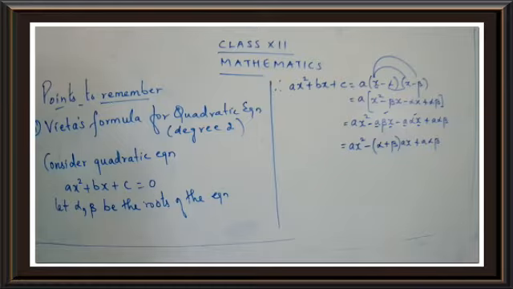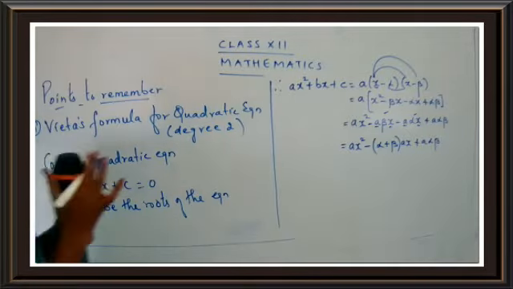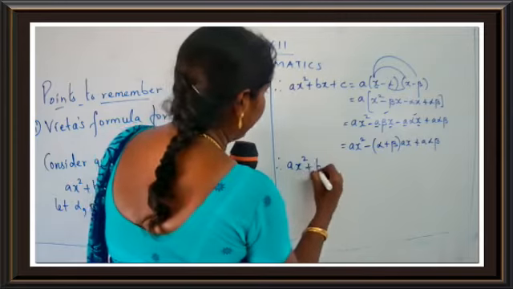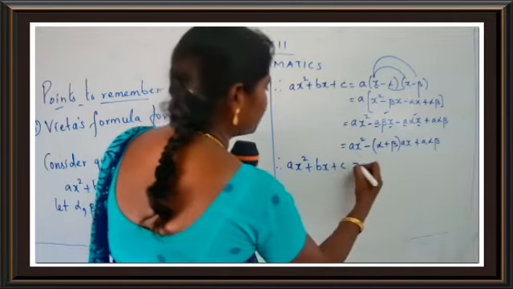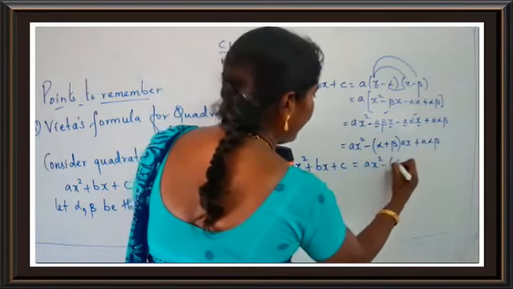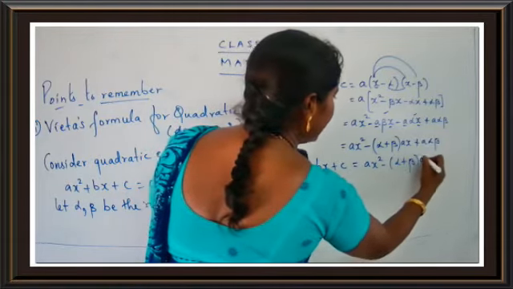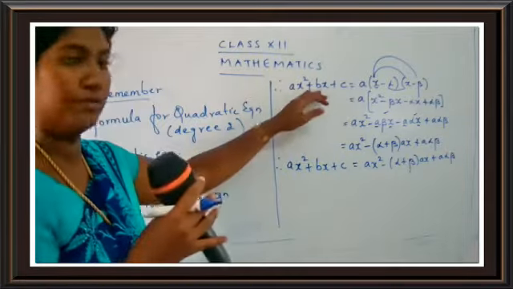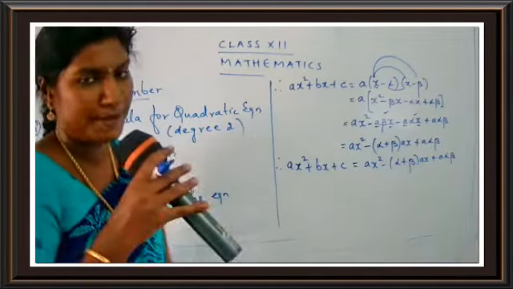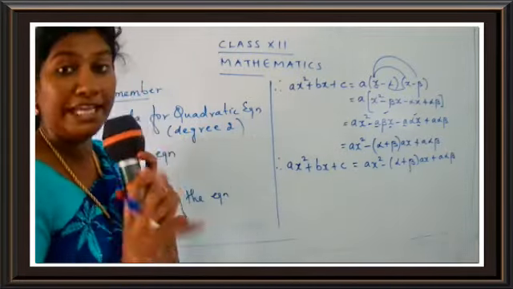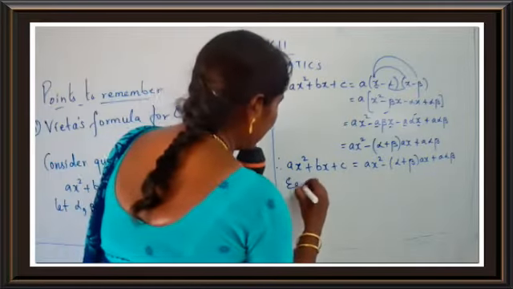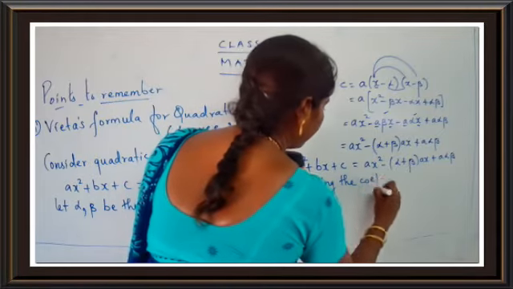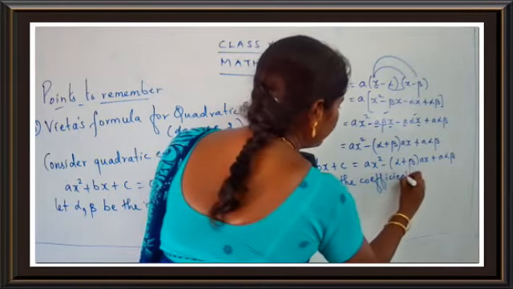Okay children, now what we are going to do is, I'll just write down here, therefore, ax square plus bx plus c is equal to ax square minus alpha plus beta ax plus a alpha beta. I've just taken the LHS part and the RHS part together. So now here we are going to equate the coefficients. Write down, equating the coefficients.